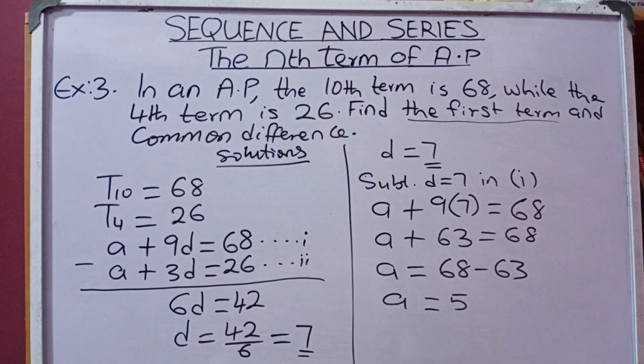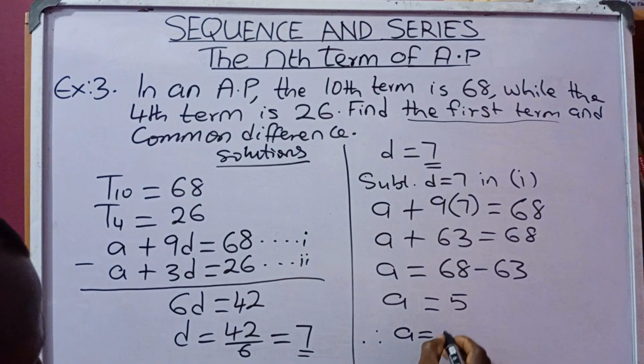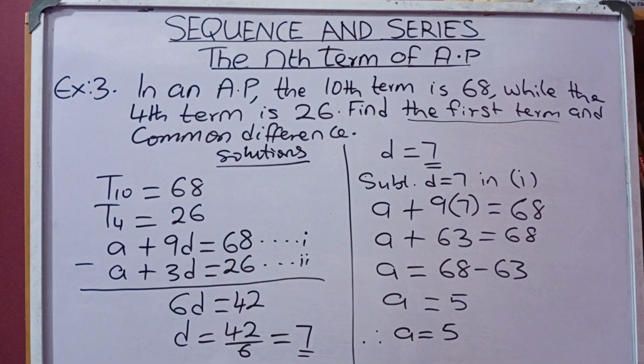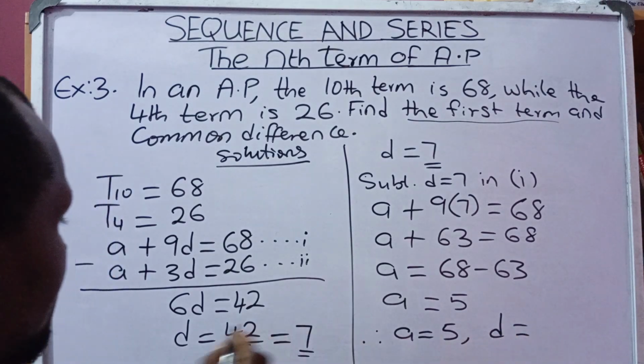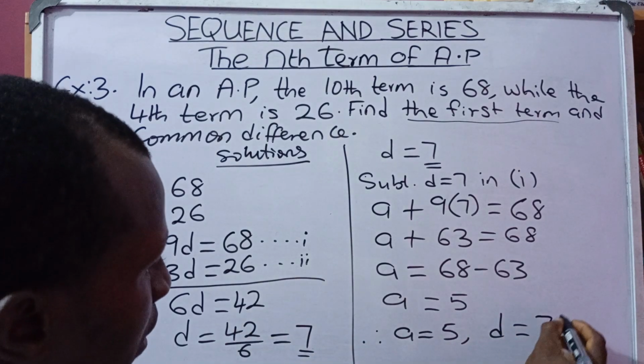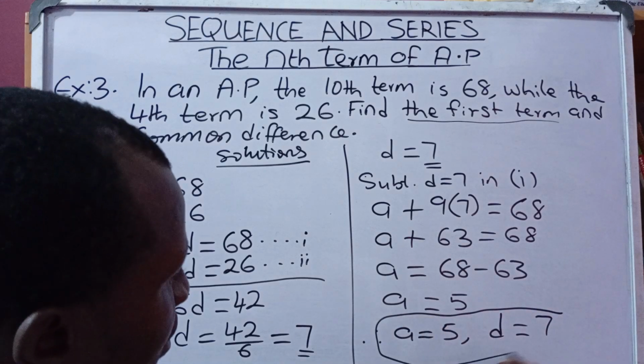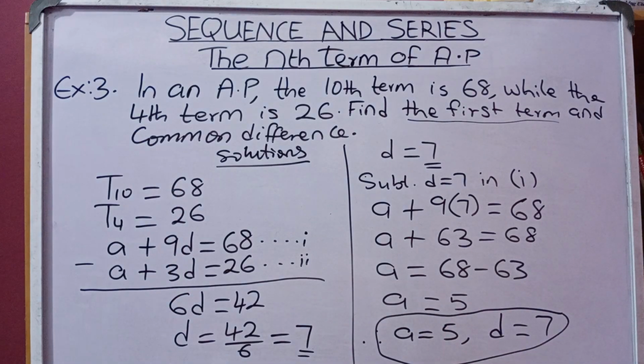So we can see that the value of A, which is the first term, is 5, and the value of the common difference is 7. Those are the answers to the question, because the question demands that we find the first term and the common difference. That is the simplest way of doing that.